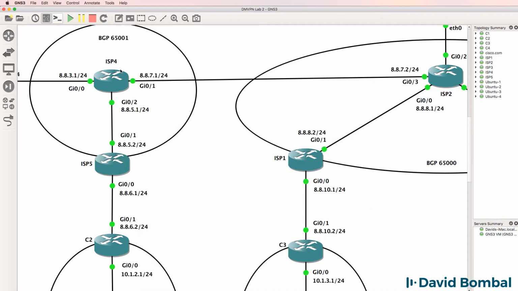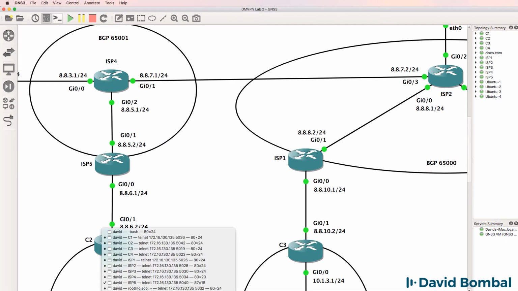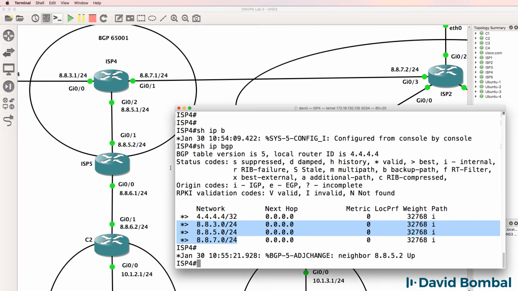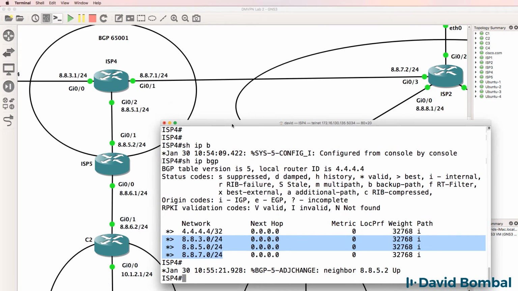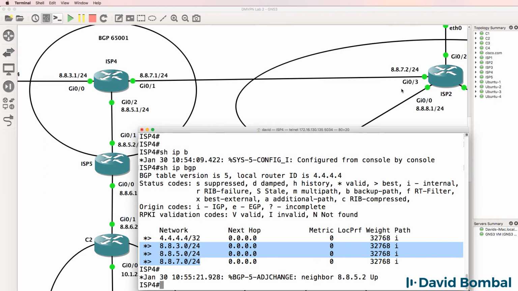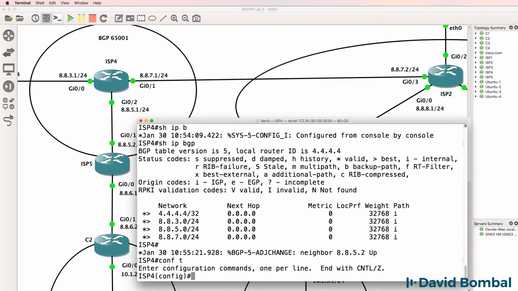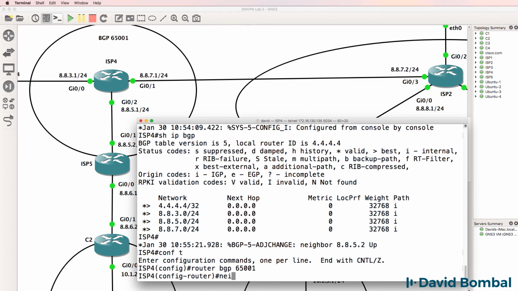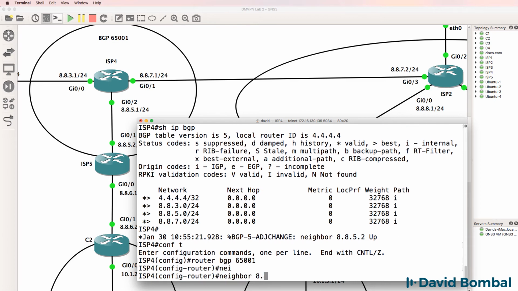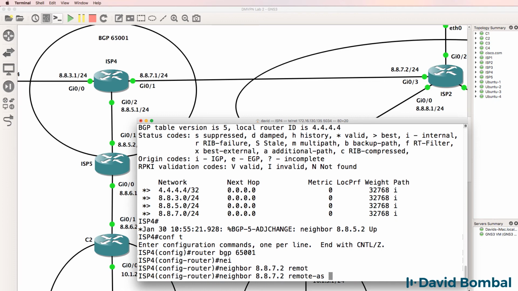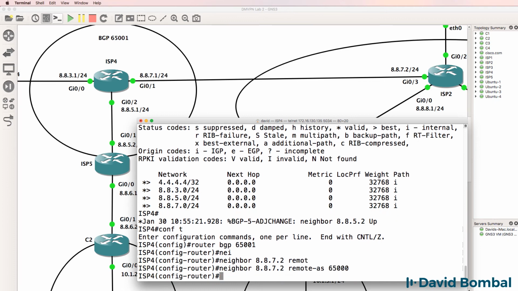So those two routers are configured with neighbor relationships. Let's configure the neighbor relationship between ISP4 and ISP2. So router BGP 65001, neighbor 88.72. This is an eBGP neighbor relationship, so we're going to use physical interfaces.